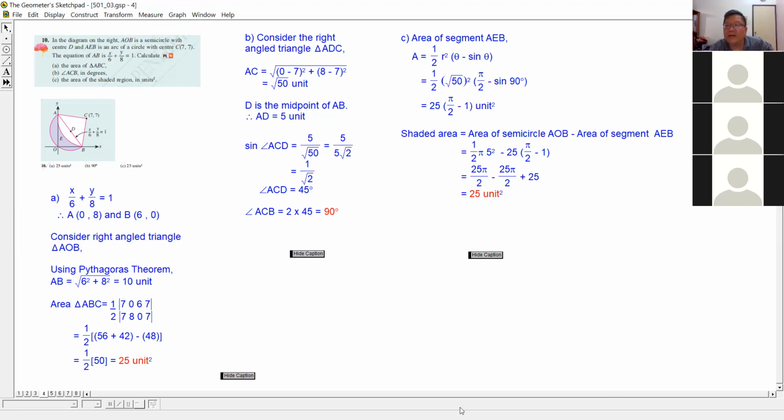Teacher, yes. For question B, the sin angle ACD equals 5 over square root 50. That one is a formula. What formula? ACD. Okay, right. Let me explain.